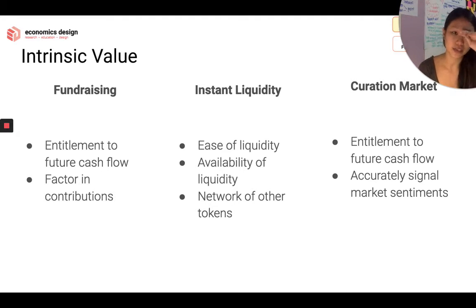And lastly, curation market. So it's also entitlement to future cash flow, because as you know, the memes that you bet on, or the kind of news that you curate, as more and more people agree and buy the tokens of that, the prices increase and it gets more popular, it gets more adopted, and you can cash out, which gives you entitlement to future cash flow. It's also a way to accurately signal the market sentiments. So if the market really likes that, then it's shown in the token prices and token supply. So these are the different values that come from the three use cases.